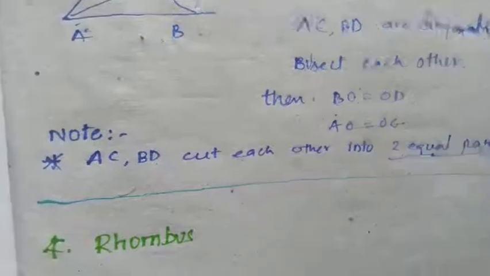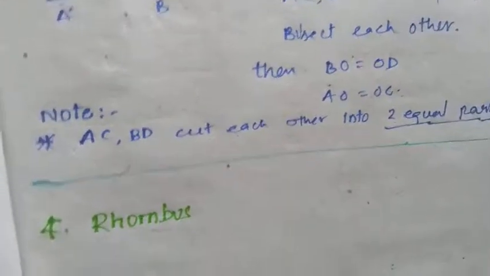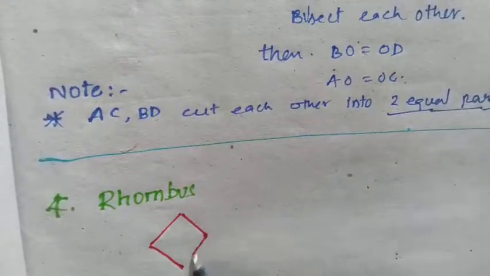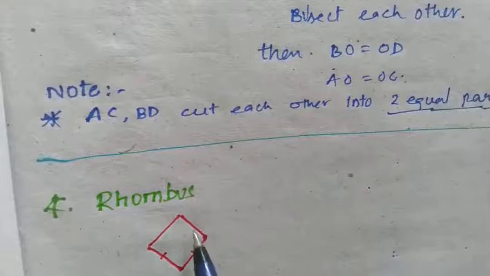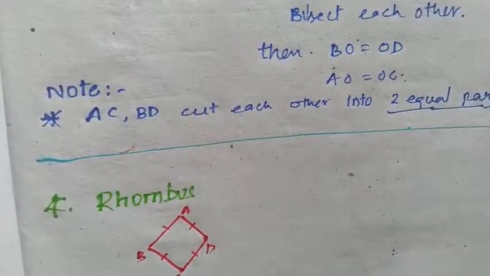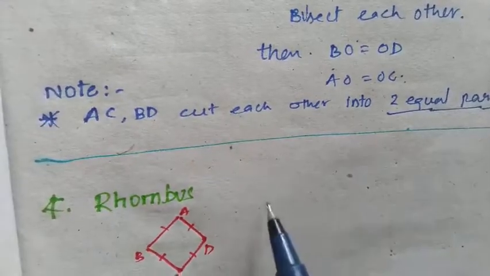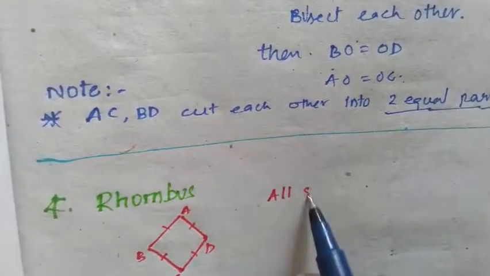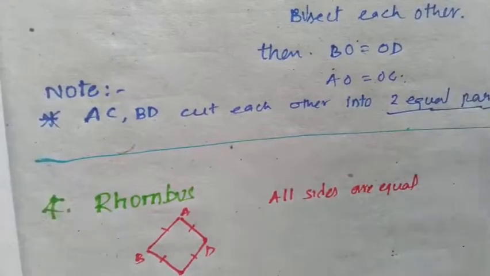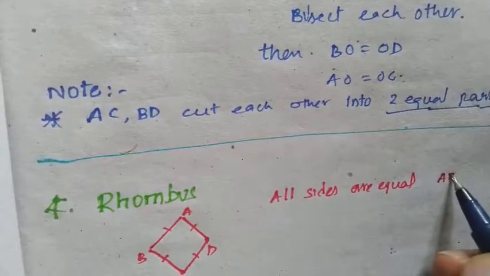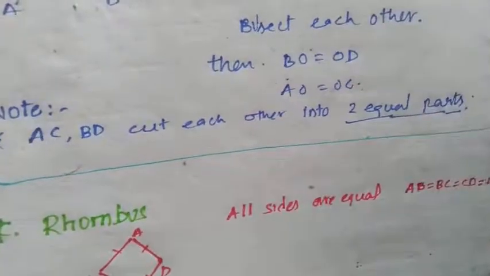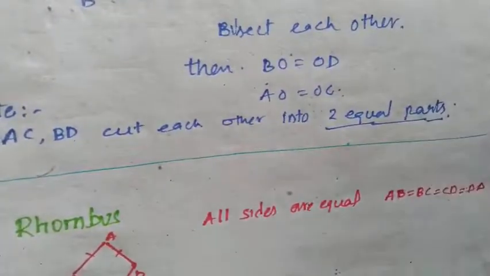Next, rhombus. So rhombus is a special type of quadrilateral whose all sides are equal. So let us take ABCD is a quadrilateral. In this, all sides are equal. So that means AB is equal to BC is equal to CD is equal to DA. All sides are equal.